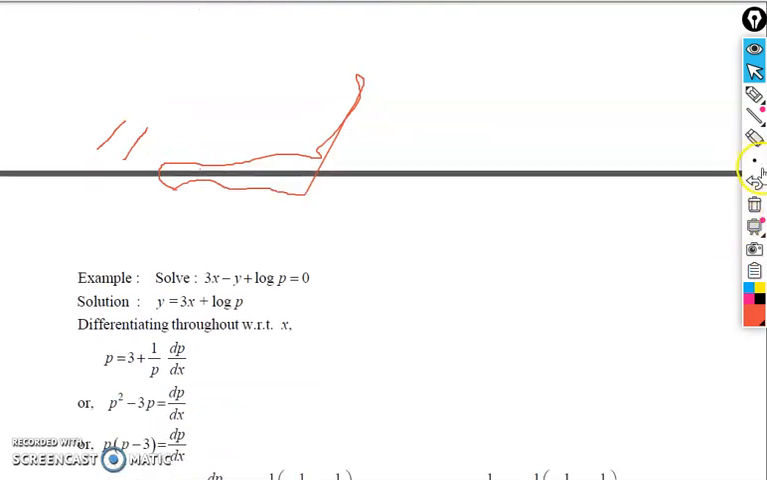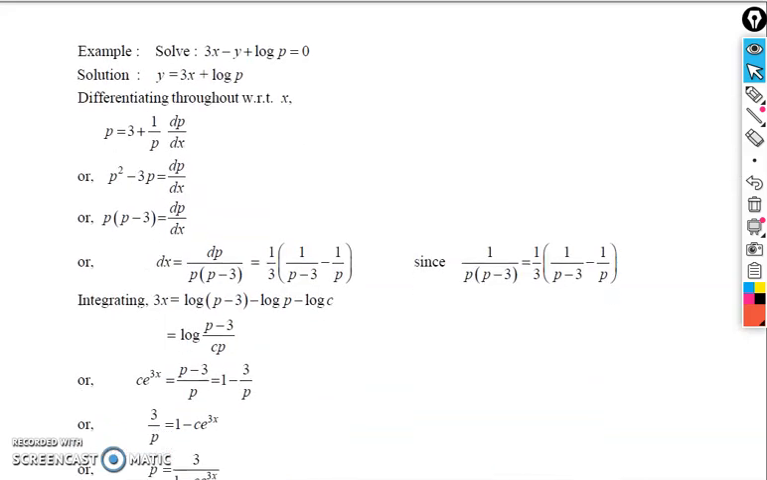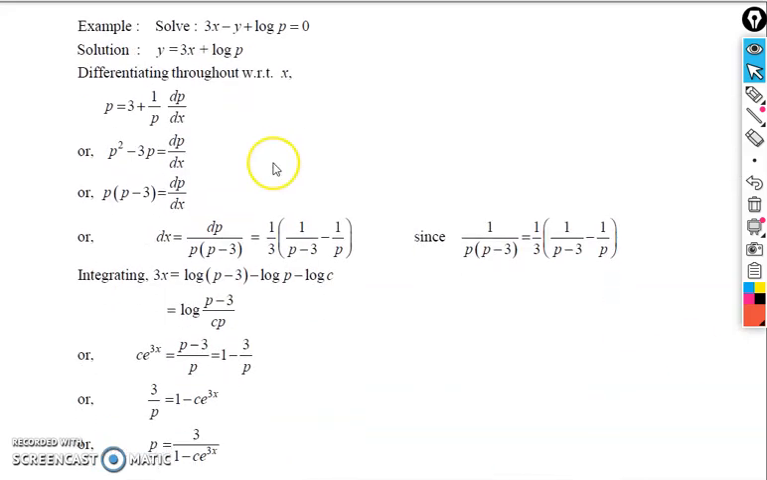This one is another example. For your better understanding, we give another example solvable for y.